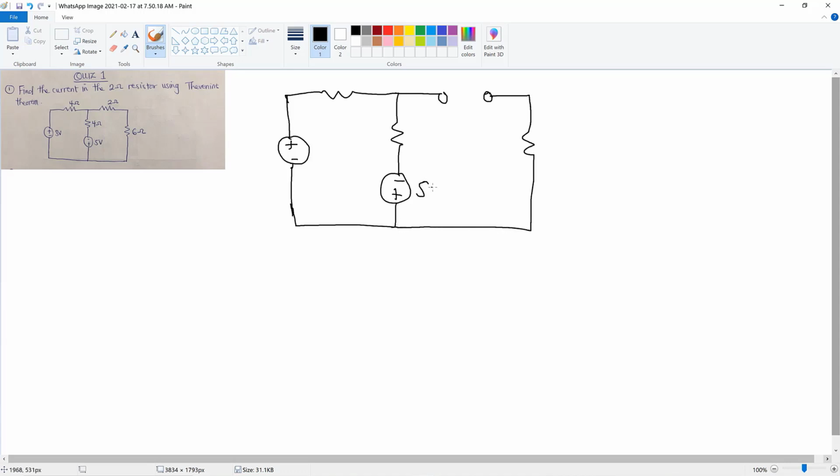So we have our 5 volt source, our 3 volt source, our 4 ohm resistor, our 6 ohm resistor, and then our VTH. Now we can label the terminals, say A and B, and then choose a direction for the VTH. We can take the direction in this way, or you can take it in this way, but we will choose one to solve our question.